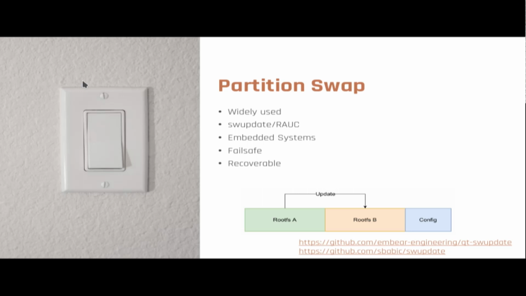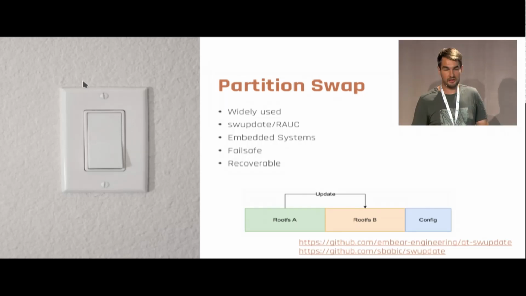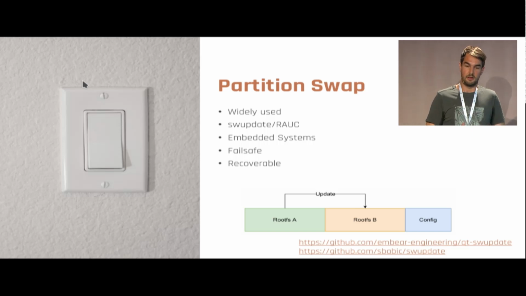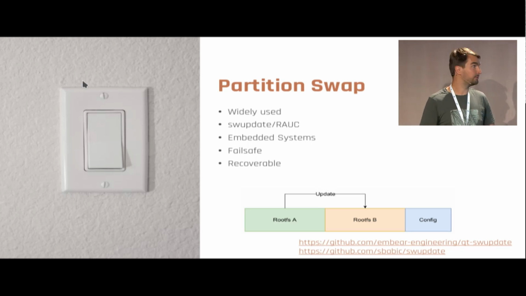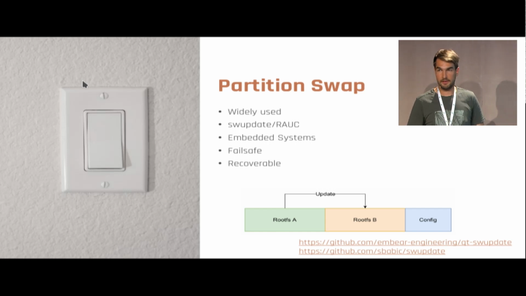So the next thing I would like to talk about is the partition swapping. That is something which is widely used in embedded applications like industrial devices, for routers. I think that's one of the most used update mechanisms as far as I know. There are open source implementations like swupdate or RAUC. You can also do it just with a shell script. I saw that as well. It's well suited for embedded systems, and it is fail-safe.